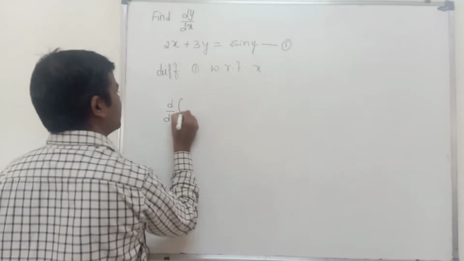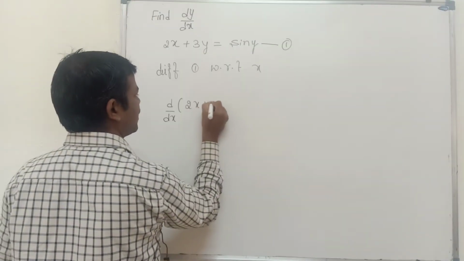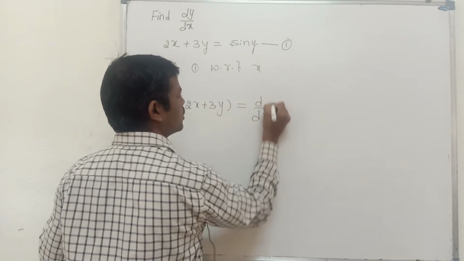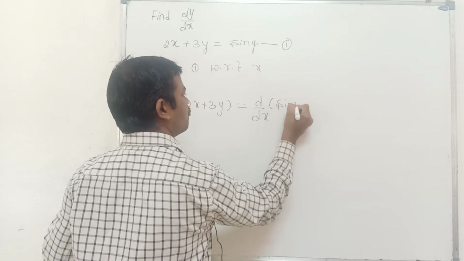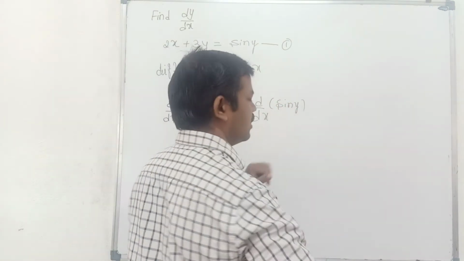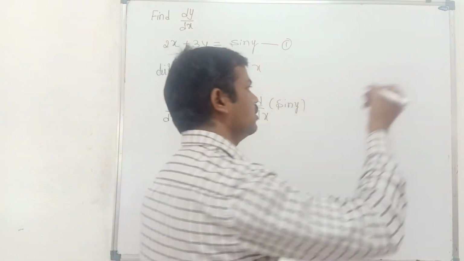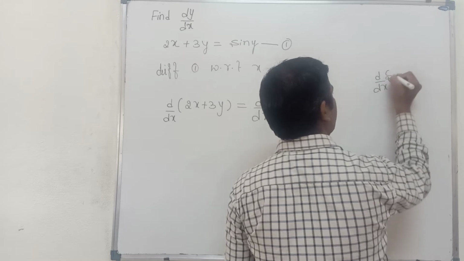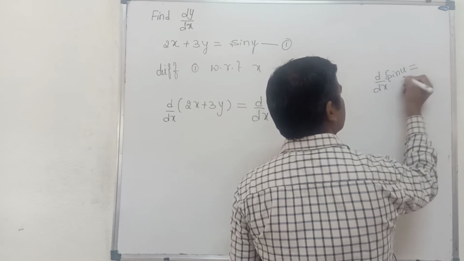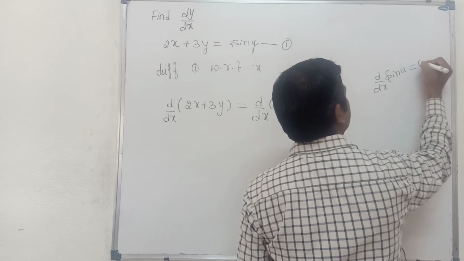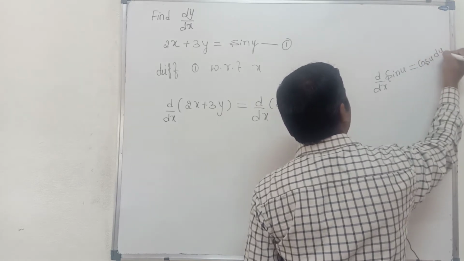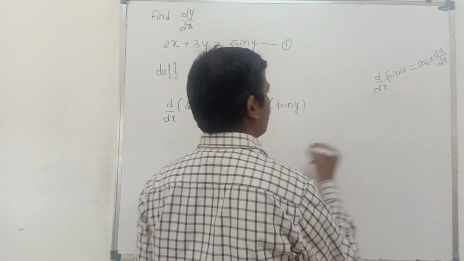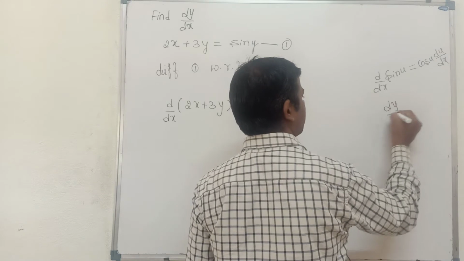Differentiating both sides: 2x plus 3y is equal to the derivative of sin y, where y is a function of x. If we have any composite function, at that time we write the derivative of sin u, where u is a function, as cos u into du by dx. So the derivative of y we already know is dy by dx.